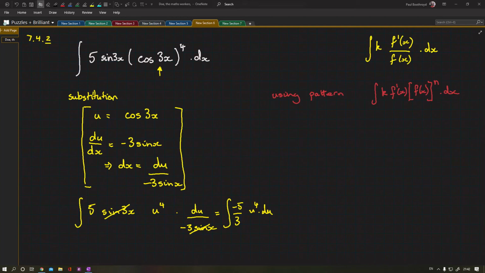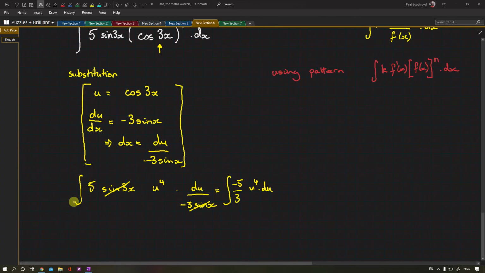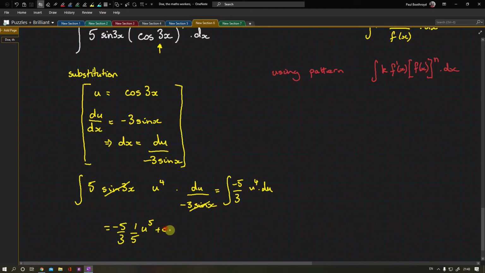Now when I integrate this, I'm going to get minus 5 over 3 u to the 5, and then divide through by 5, 1 over 5, because of the integration, and a constant c. And this means I've got minus 1 over 3. The u to the 5 is cos 3x to the power of 5 plus the same constant. So that's using substitution to integrate this.